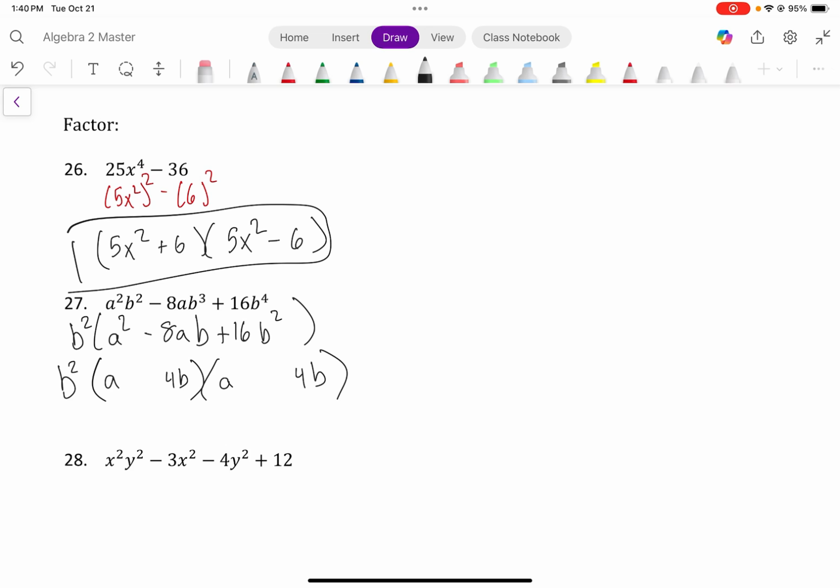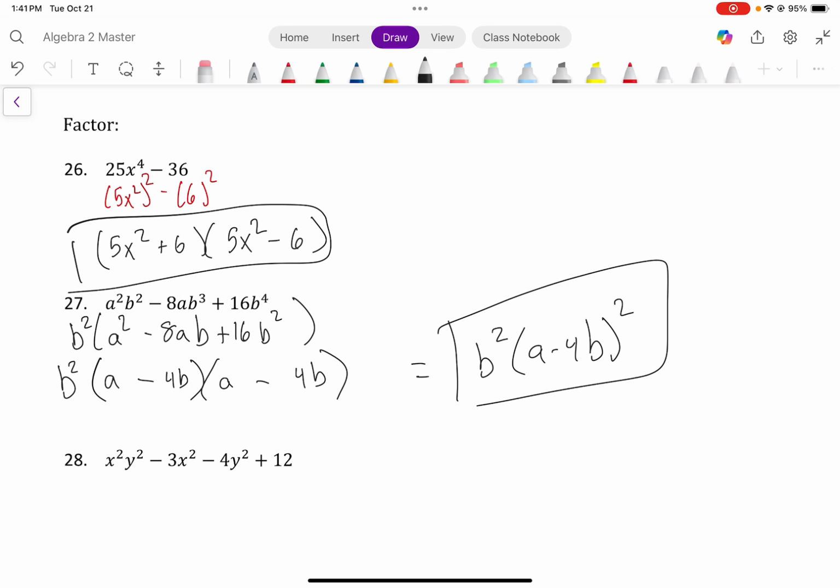But because I need that minus 8ab, I'm going to make these both minus. If I did the outside times outside, that's a times negative 4b. That's minus 4ab. Inside times inside is another minus 4ab. Together, that makes negative 8ab. The shortest way to write this answer would be like this.